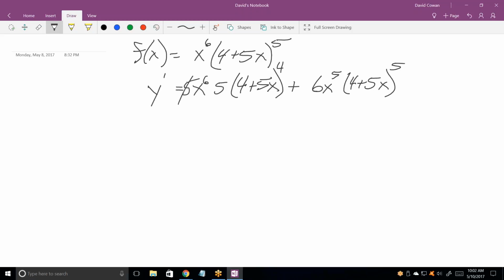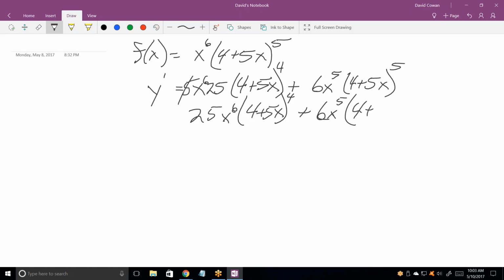Certainly I'd want to turn that into a 25. And that's not all I can do. I can't distribute anything. So that would be your answer. So it would be 25x to the sixth times 4 plus 5x, that function, plus 6x to the fifth, that function. Exactly.